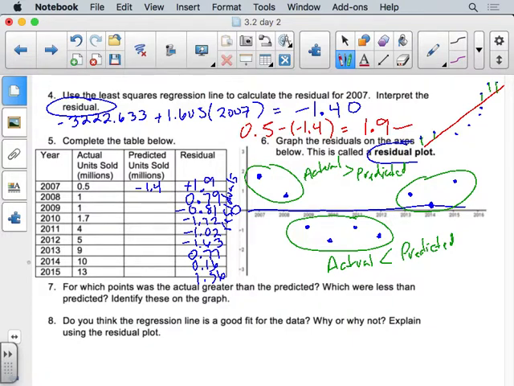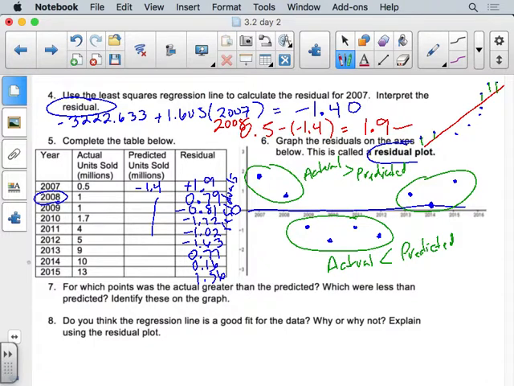Yes, sir? Can you fill out the table? I'm kind of confused on the predictors. Can you show us how to calculate it? Okay, so for 2008, you would come up to this equation and plug in 2008 right there. So you get like 10 or something.